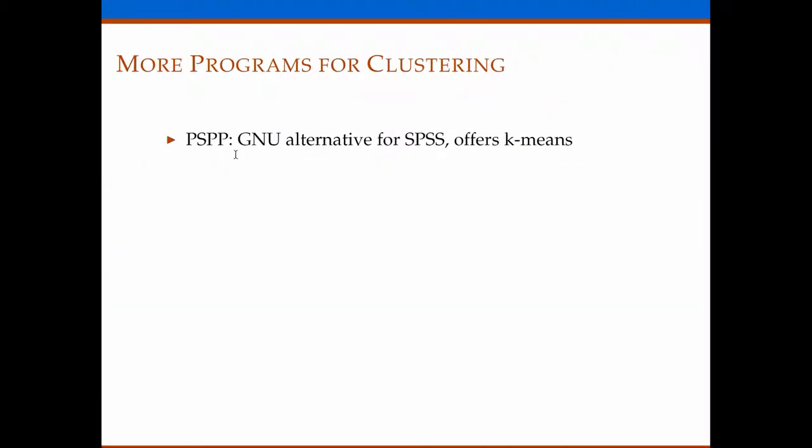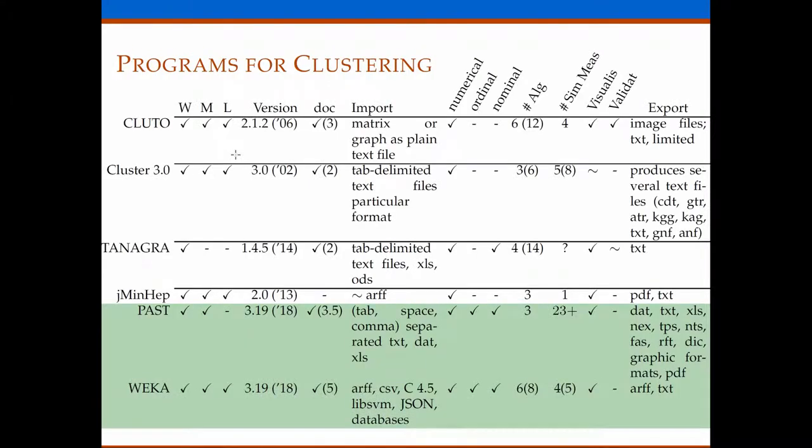But there are more programs which I didn't have the time to test in detail. Did you know there's a free and open source variant of SPSS, called PSPP, offered by the GNU project? Then there's a program called KNIME, which offers a whole set for doing data science, so not only clustering, but more. The same applies to Weka, and PAST is a statistics package, but especially Cluto, Cluster, and JMinHap are designed specifically for clustering.